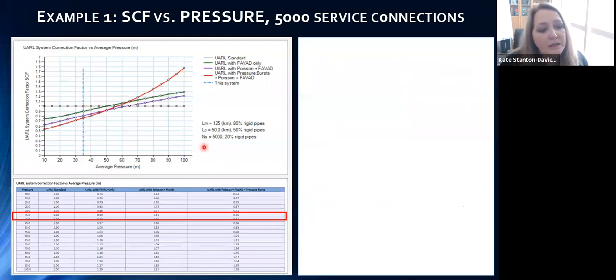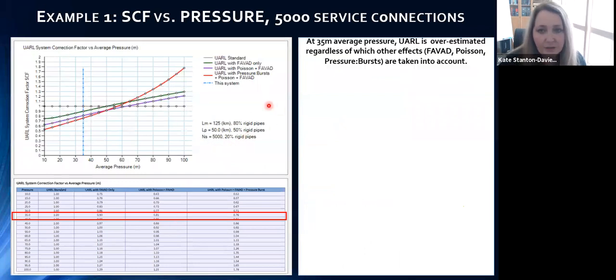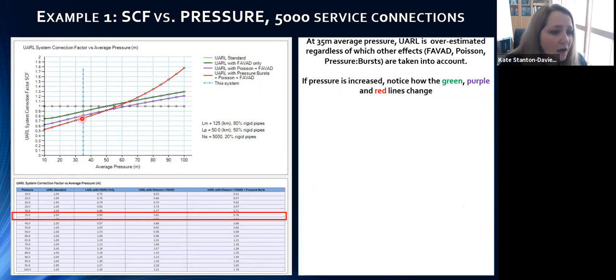This is the first graph and table from the UARL calculation. It shows us really clearly the results taking into account different effects for this particular zone or system. The grey line that you can see here represents a value of an SCF of 1, so that's the standard UARL equation. We can see at the current operating pressure, 35 meters, which is this vertical dotted blue line, that regardless of which effect we take into consideration, the standard UARL equation is overestimating our UARL.